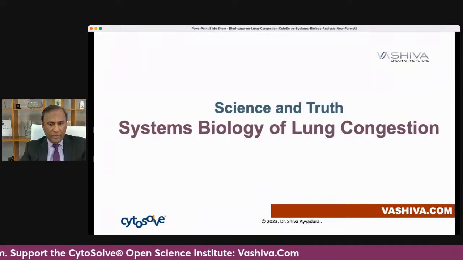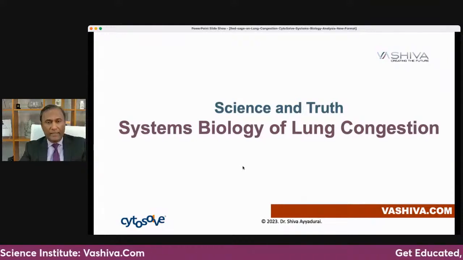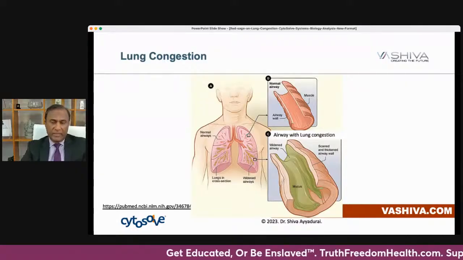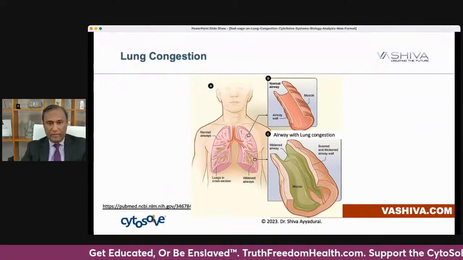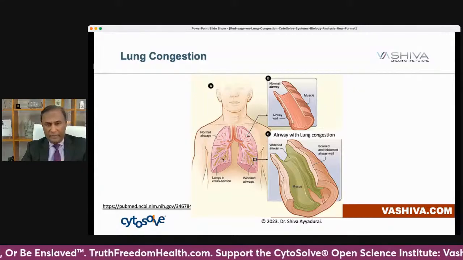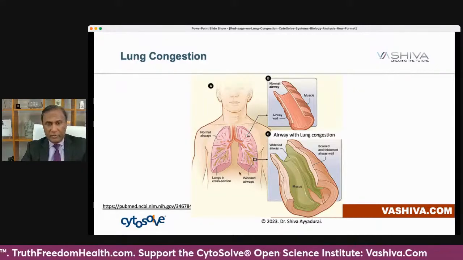I want to review with those of you who haven't seen this before, what is lung congestion. In order to do that, we have to understand the lung when it's in a non-congested state and when it's in a congested state. If you look at the lungs here, obviously everyone knows where your lungs are. They're in your chest area, and you have essentially 2 lobes of the lungs.